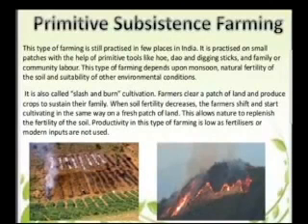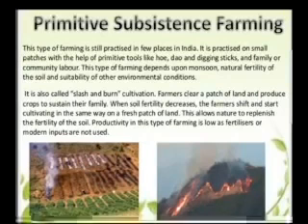Let us understand what primitive subsistence farming is. This type of farming is still practiced in a few places in India. It is practiced on small patches with the help of primitive tools like the hoe, dao, and digging sticks, and family or community labor. This type of farming depends upon monsoons, natural fertility of the soil, and suitability of other environmental conditions. It is also called slash and burn cultivation.